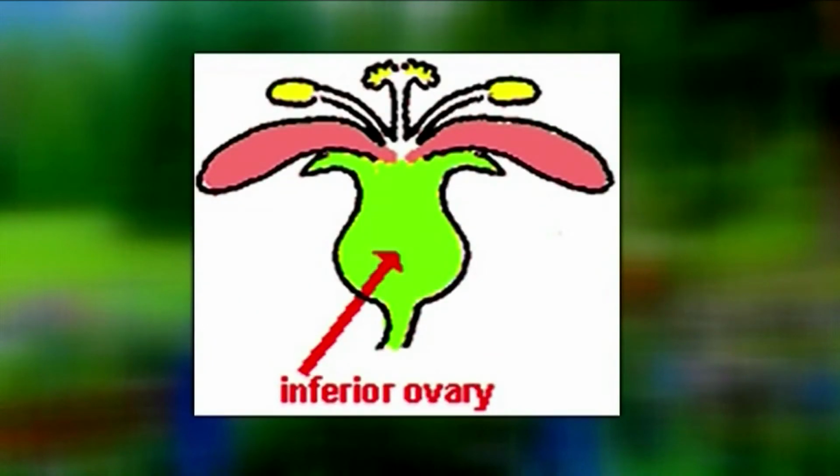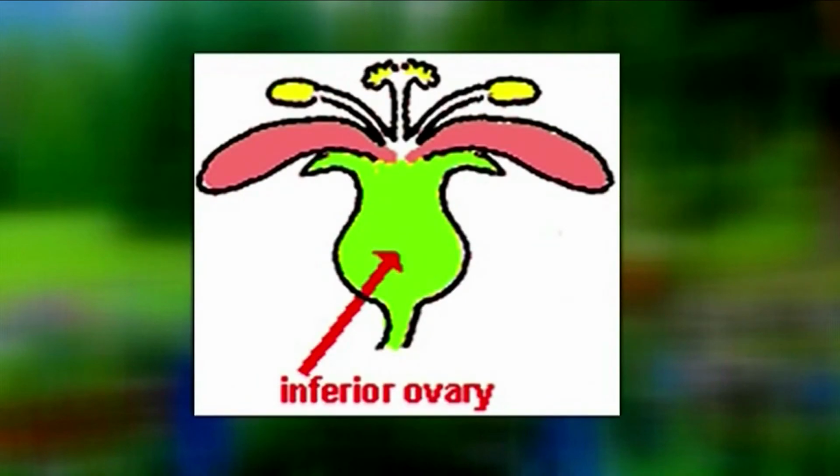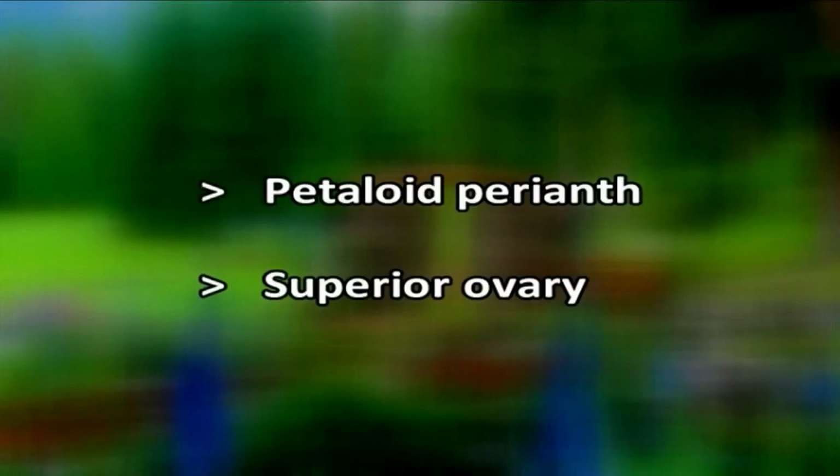Series first, Microspermae. Ovary inferior, seeds very small. Microspermae are represented by 3 families. Series second, Epigynae. Ovary usually inferior, seeds large. The Epigynae are represented by 7 families. Series third, Coronarieae. Perianth petaloid, ovary superior. The Coronarieae are represented by 8 families.